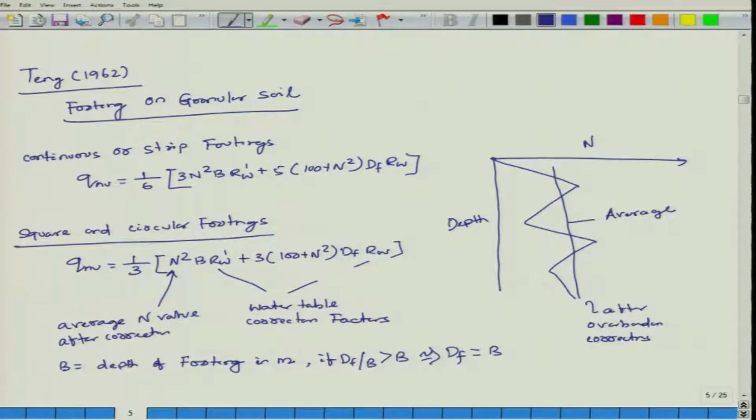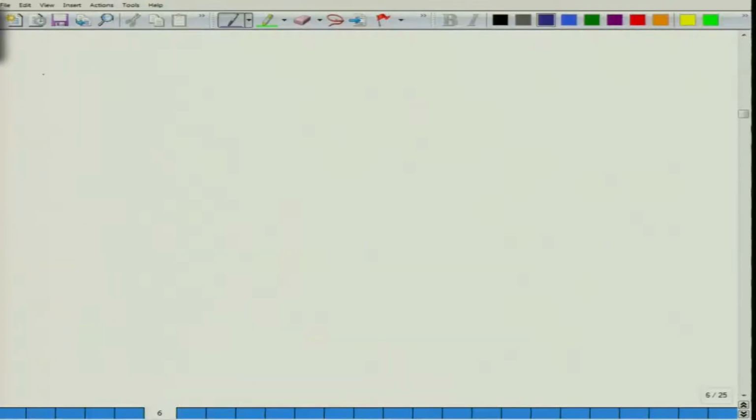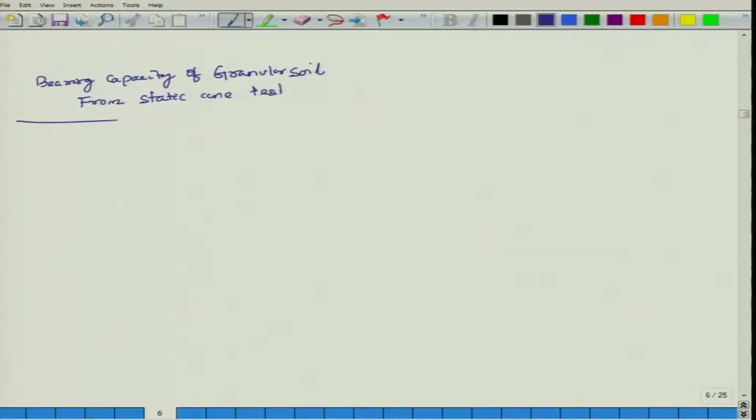Then bearing capacity of granular soil from the static cone test. There are two tests I have covered earlier in geotechnical measurement and explorations: one is the standard penetration test, the other is the static cone test or cone penetration test.